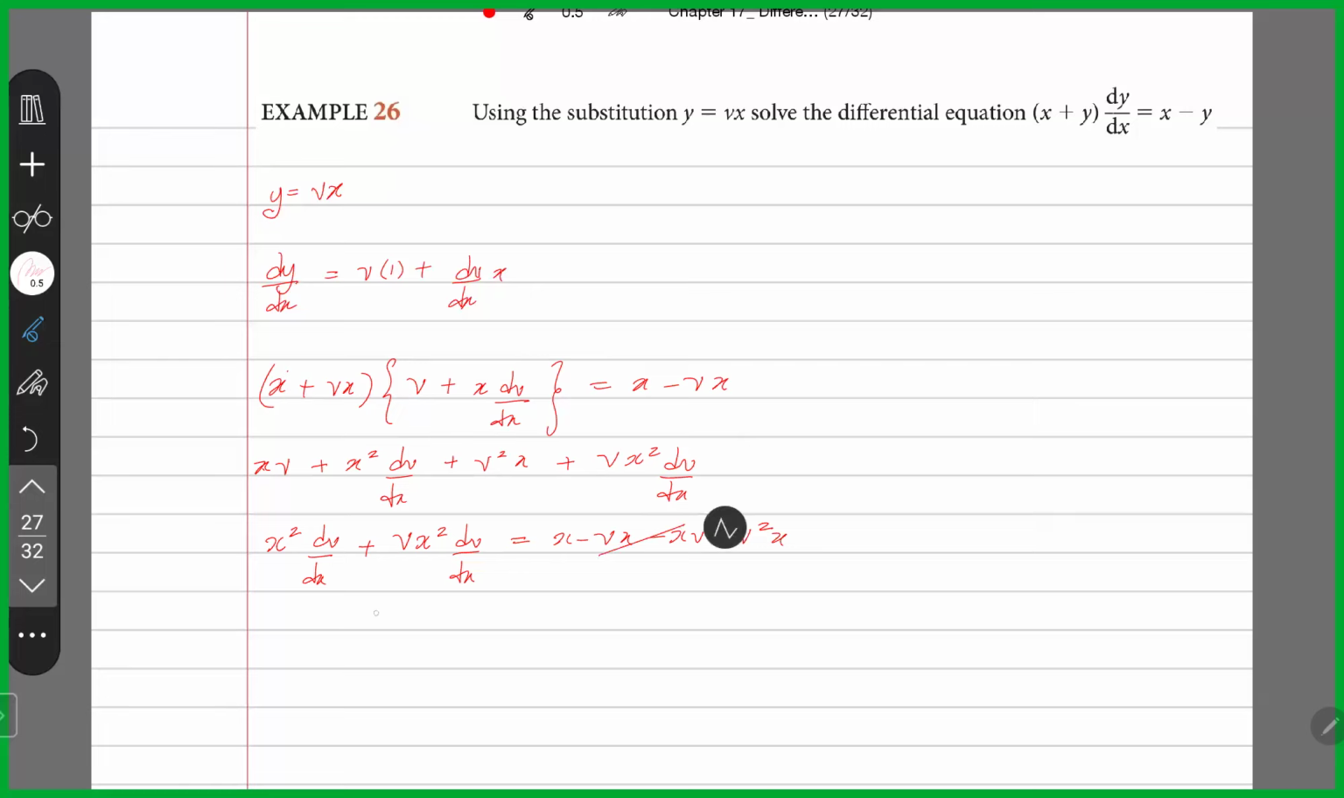Over to the left, we have x squared dv by dx, and in bracket, we have 1 plus v. And this is over to the right now. x is common, so we have x, then we have 1 minus v squared.